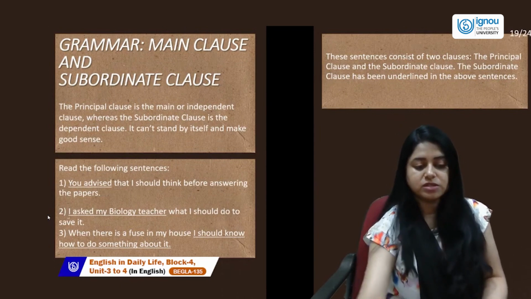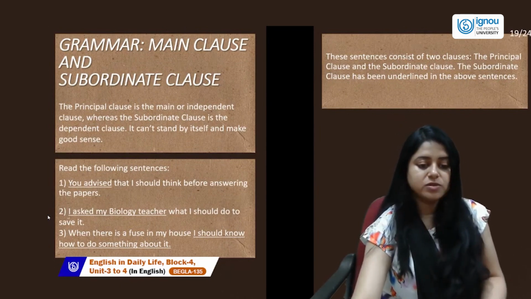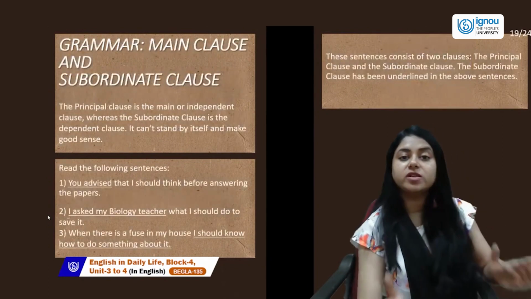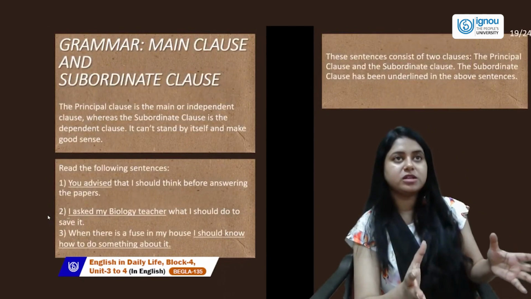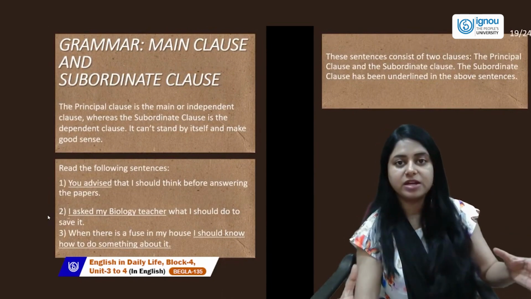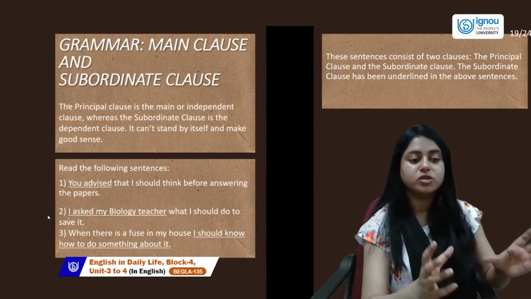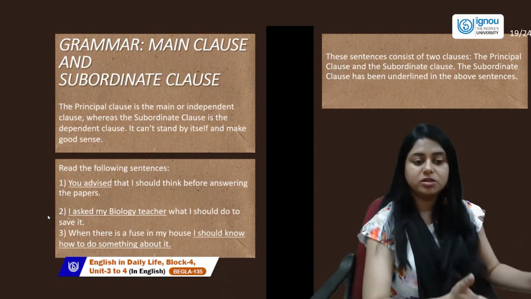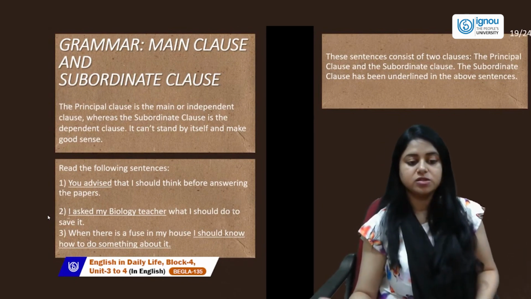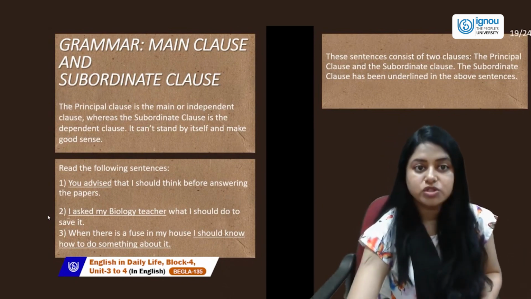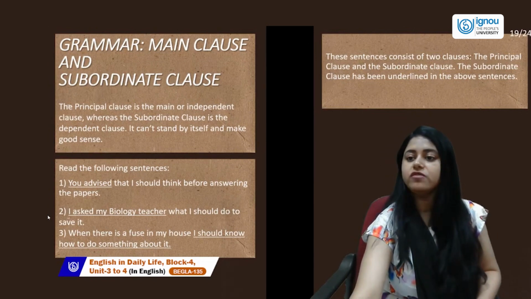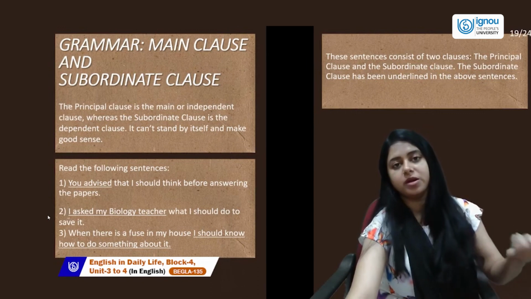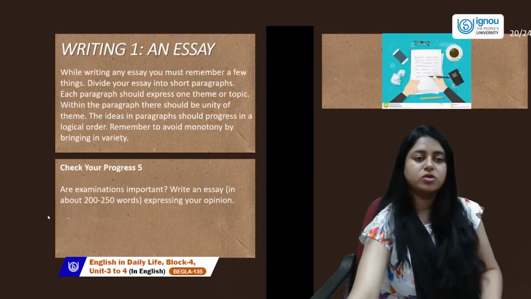Again, you look at the sentence: where there is a fuse in my house, I should know how to do something about it. So it's not necessary that the clause with which the entire sentence starts is going to be the main clause. It could be in the beginning, or, if you look at the third sentence, it could be at the end also. You just need to identify on the basis of their dependence on each other. The subordinate clause will be dependent on the principal or main clause.